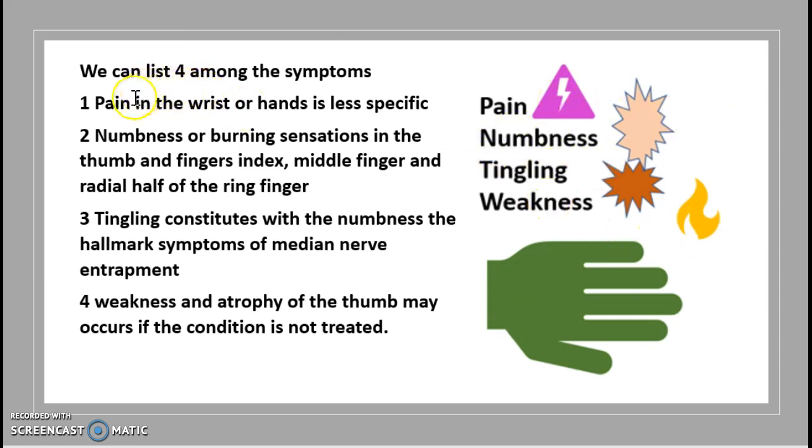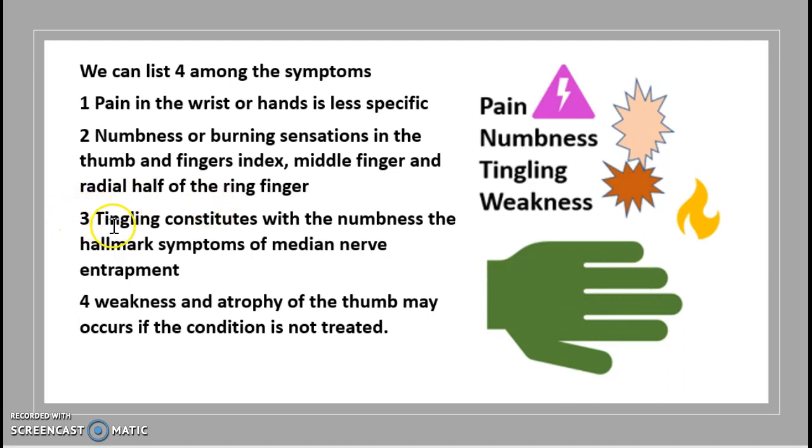The first is going to be obviously pain. So in the wrist of the hands, it's not very specific. It's more the general area of the wrist and the hands. There's also going to be numbing. This is a bit more specific. It's going to be numbness or burning sensation, and it's going to be in the thumb, the index finger, the middle finger, and the radial half of the ring finger, so only the first half.